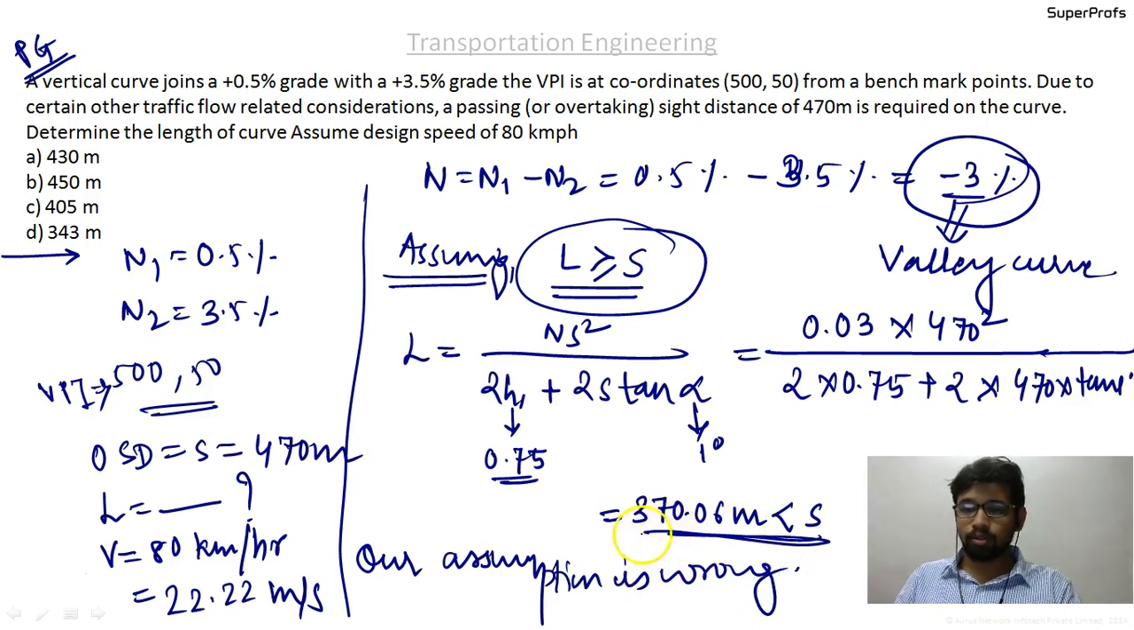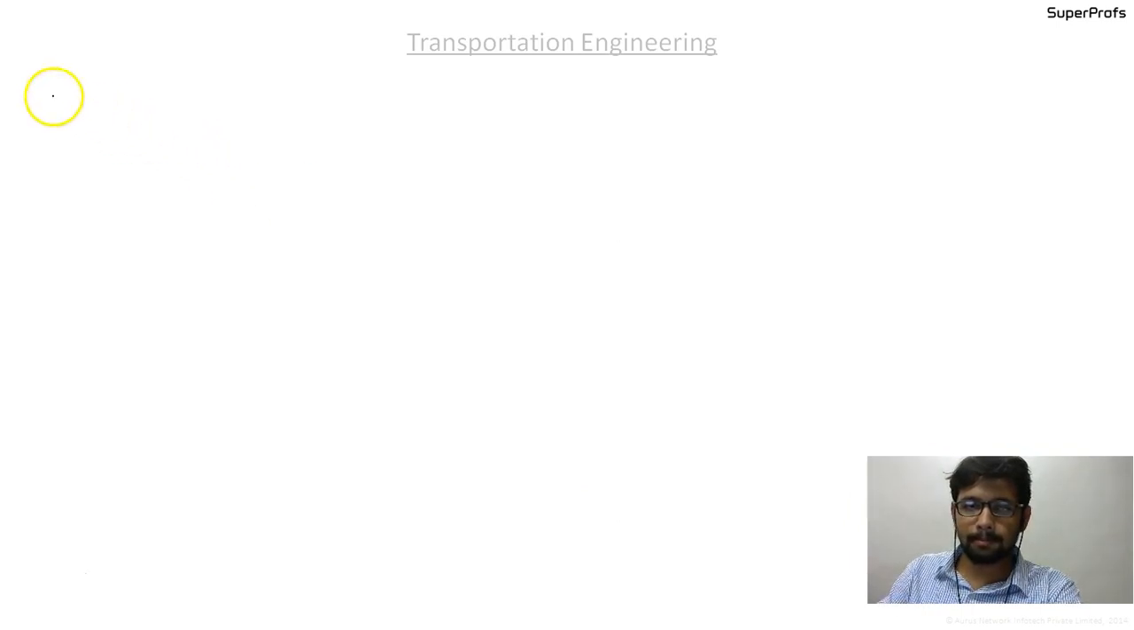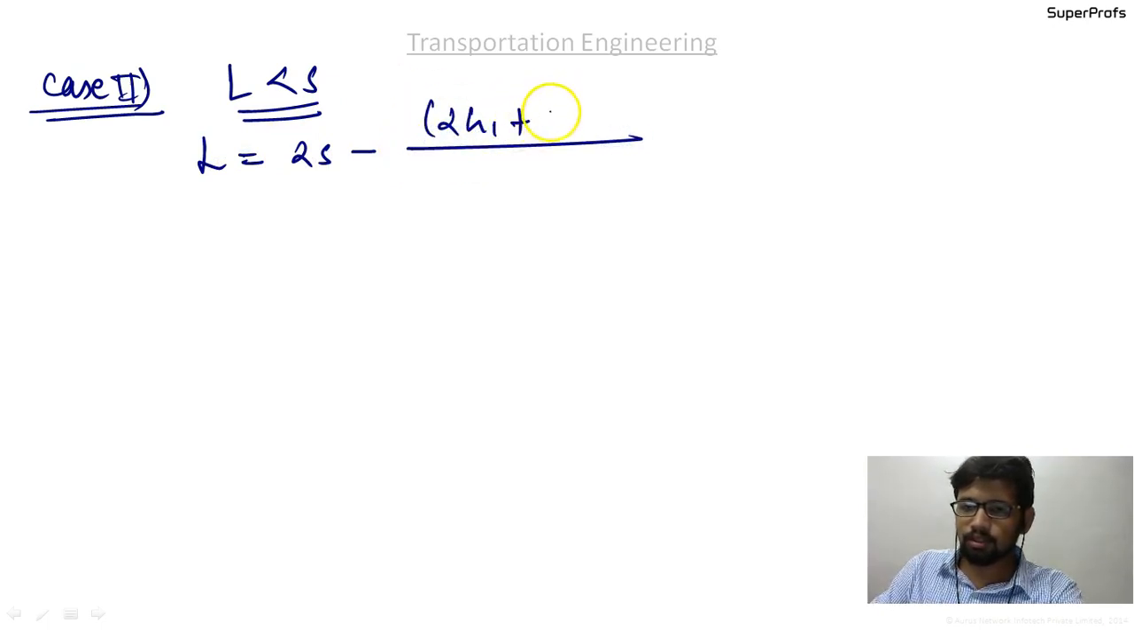So we need to go for case 2, where the length of the curve is less than the sight distance. The formula used here will be L equal to 2S minus 2H1 plus 2S tan alpha upon N.